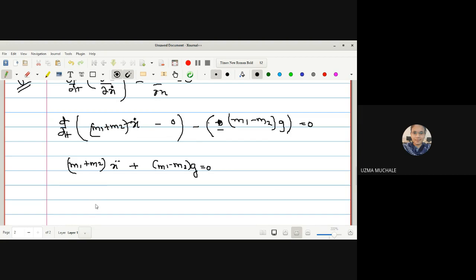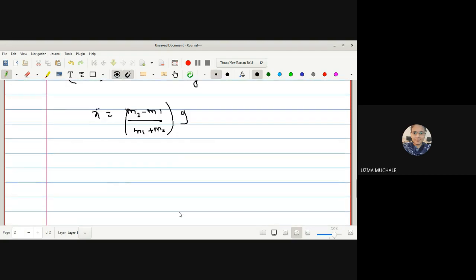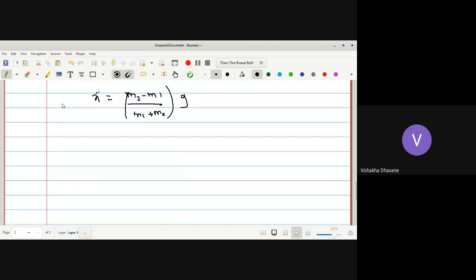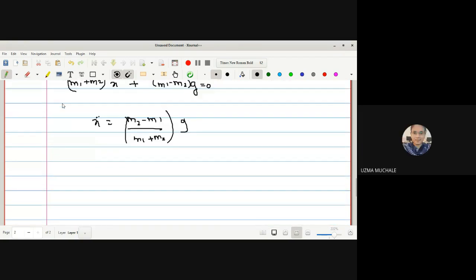Correct. Now I can write the equation in terms of x double dot is equal to, as it is with negative sign, this m1 I can write as m2 minus m1. It will become negative, so the negative sign I will merge out, and I will write this as m1 plus m2, and here it is g. Correct? Any doubt for this step? No, ma'am. I have merged the minus sign, nothing else.